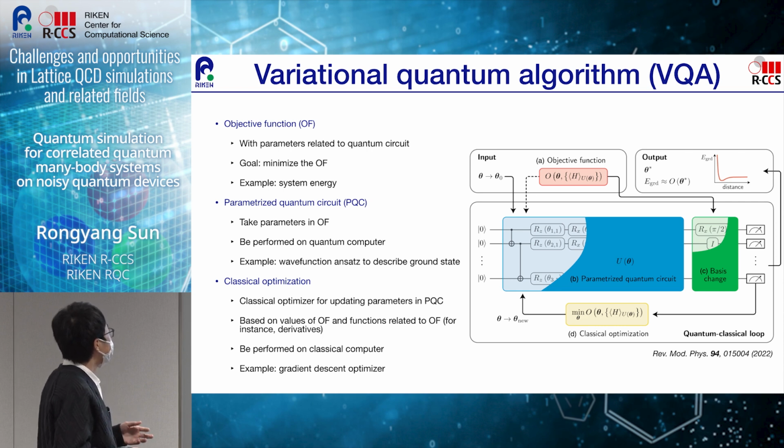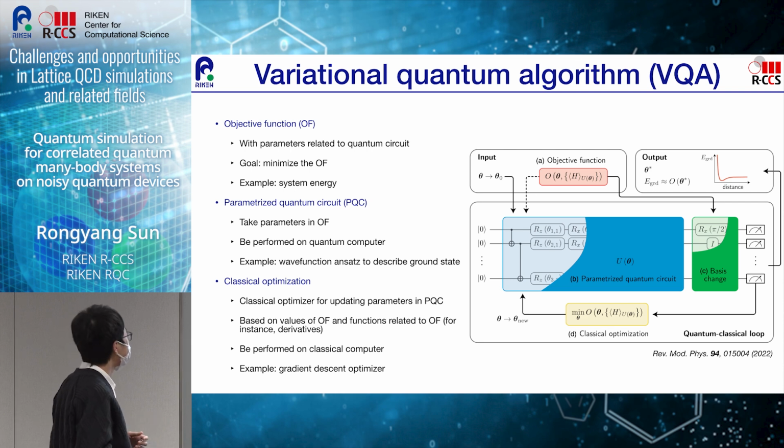And the goal is to minimize this objective function. For example, the total energy of the system can be considered as the objective function. And then the central part is the parameterized quantum circuit, which takes the parameters in the objective function and will be performed on a quantum computer. For example, some wave function ansatz to describe the ground state.